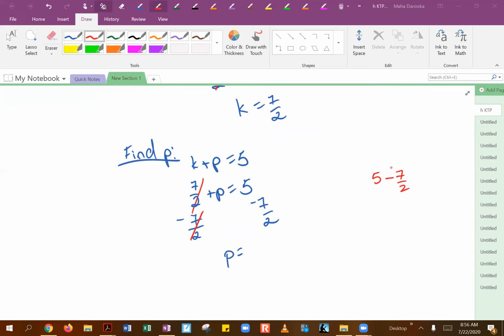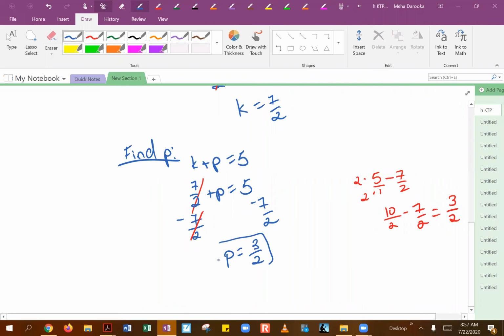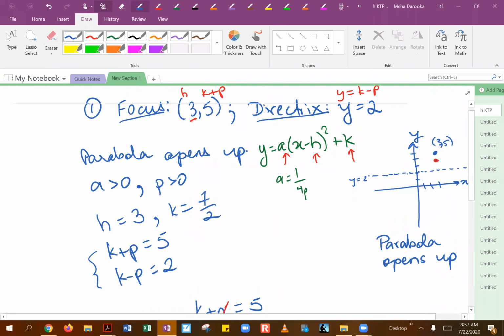Alrighty, very good, Jack. You got 3.5 over here. We are keeping our answers in fractions. If you want to use decimals, you can, but then convert them back into fractions, because they will not accept a decimal answer in my math lab. The other thing you can do is find your common denominator, so you would get 10 over 2 minus 7 over 2. Keeping that common denominator, you get 3/2. So our p value is 3/2, which tells us the distance between our vertex and focus.